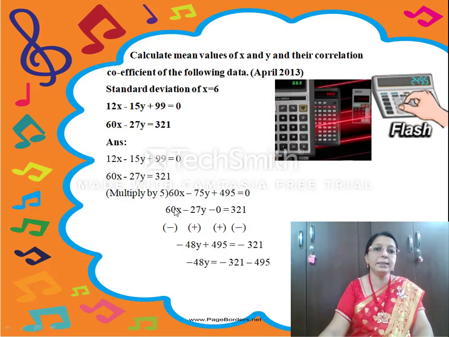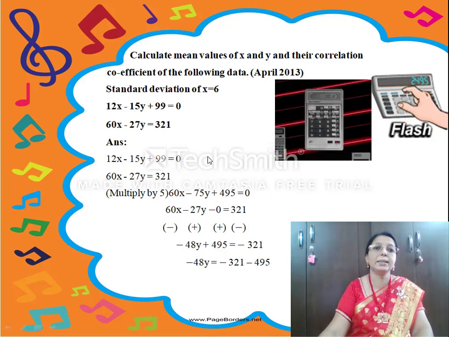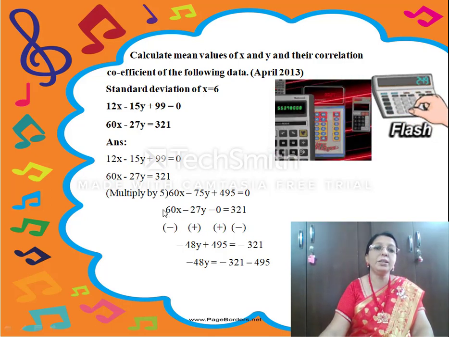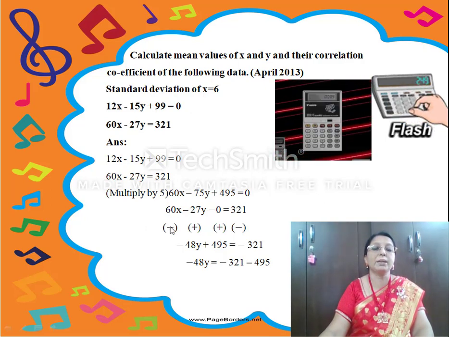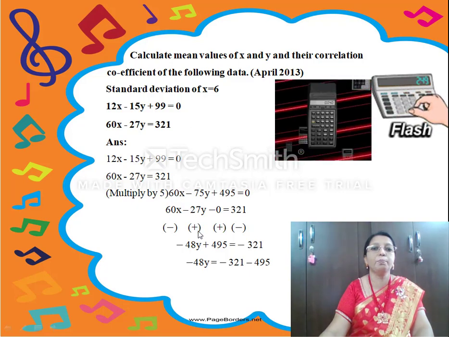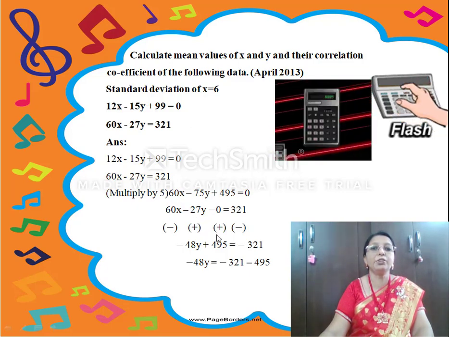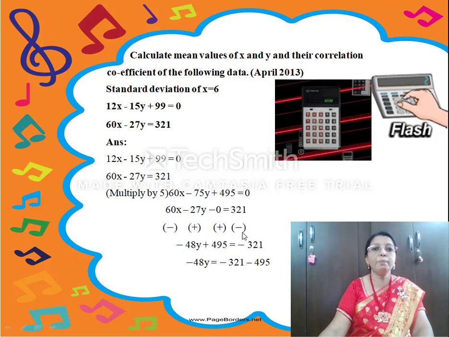Now to cancel this x value, I have 60x and if I subtract 60x, it will get cancelled. So I am changing the signs of the second equation. This plus becomes minus. Here it is minus 27y, I change it to plus. Minus 0, I change it to plus. And there is plus 321 which I change to minus.